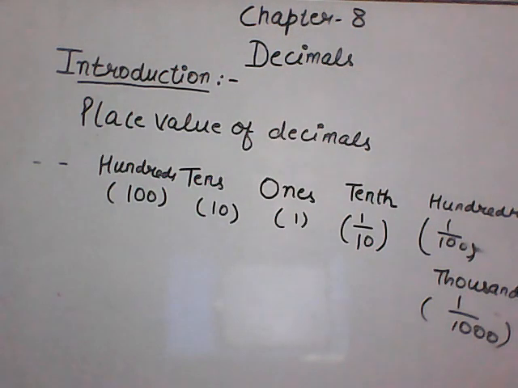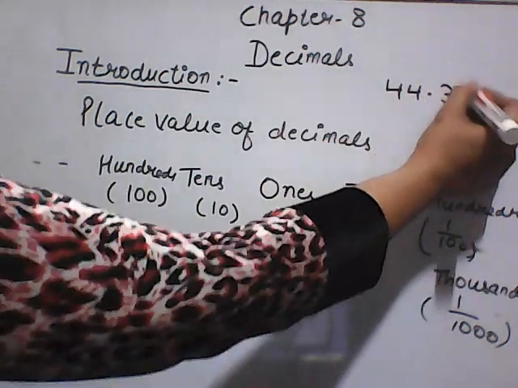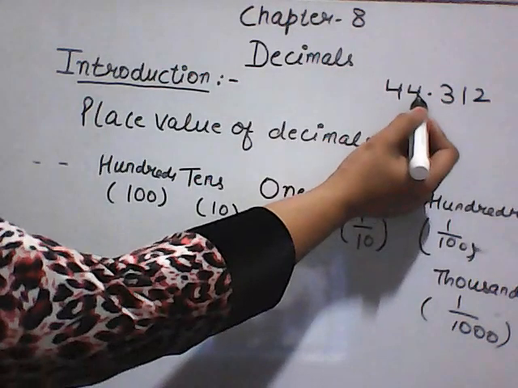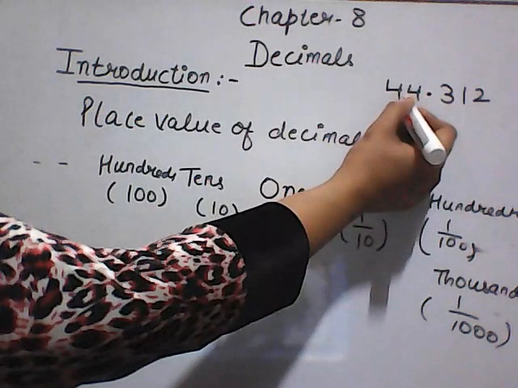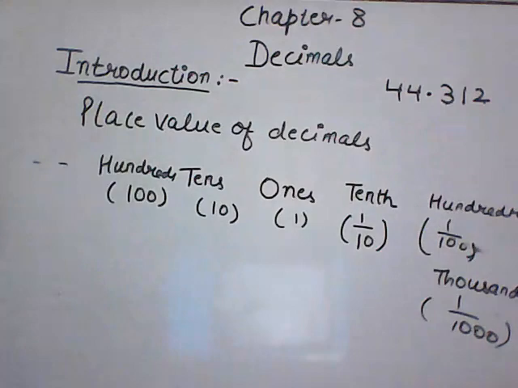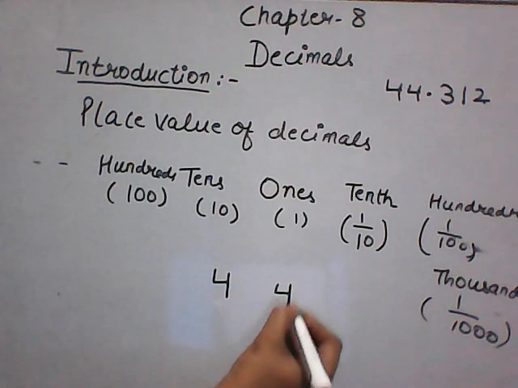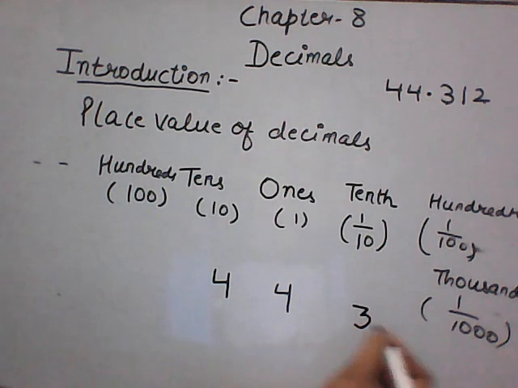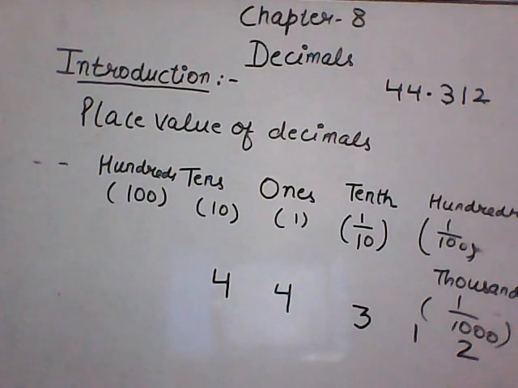Suppose I have to write 44.312. How can we write it here? This 4 is the ones place. This 4 is the tens place. Then it is tenths, hundredths, and thousandths. So it is 4 tens, 4 ones, 3 tenths, 1 hundredth, and 2 thousandths. In this way, we can place the decimal 44.312 in the place value chart.